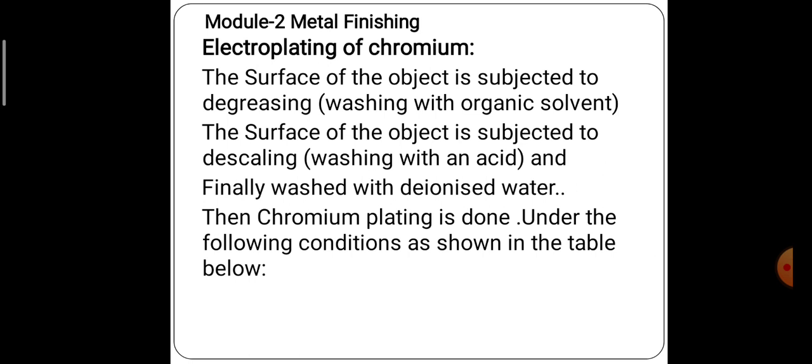Then what is electroplating of chromium? Electroplating of chromium is nothing but the deposition of chromium on the surface of base metal by passing electricity, or by applying the electroplating process. That phenomenon we can call electroplating of chromium. Now in detail we understand how to deposit the chromium on the surface of the base metal.